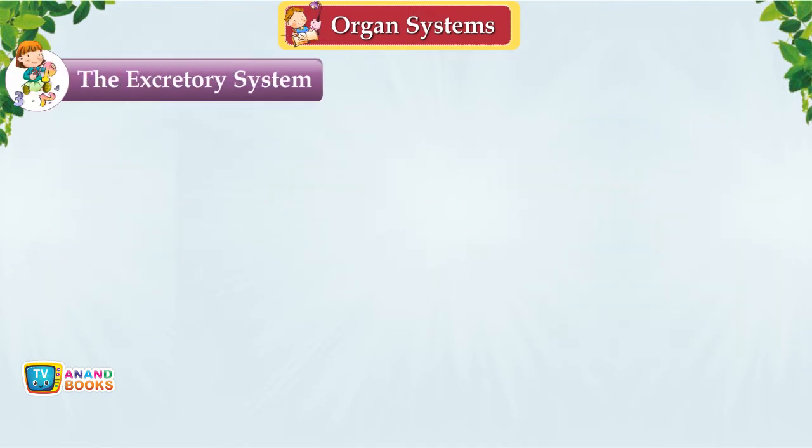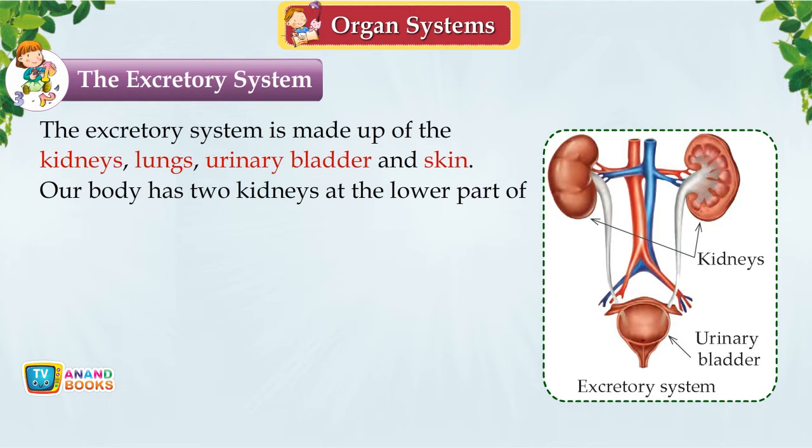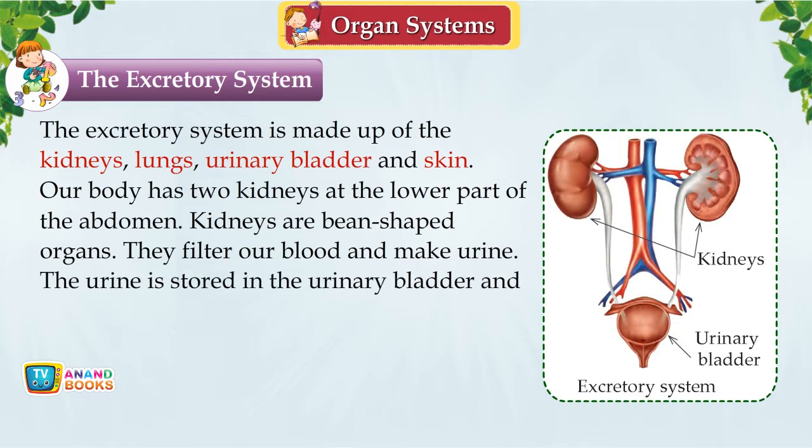The excretory system. The excretory system is made up of the kidneys, lungs, urinary bladder, and skin. Our body has two kidneys at the lower part of the abdomen. Kidneys are bean-shaped organs. They filter our blood and make urine. The urine is stored in the urinary bladder and we pass it out.